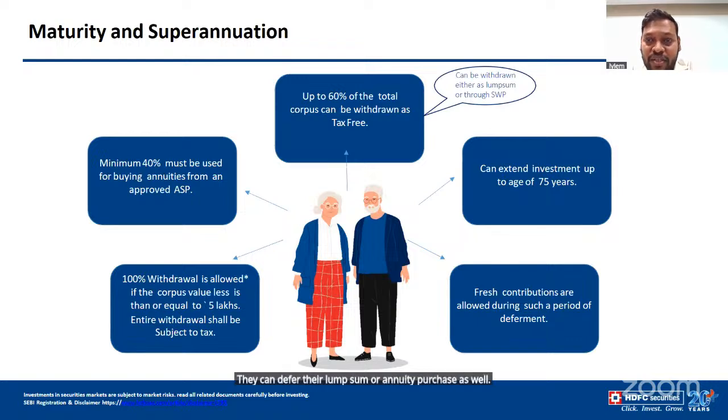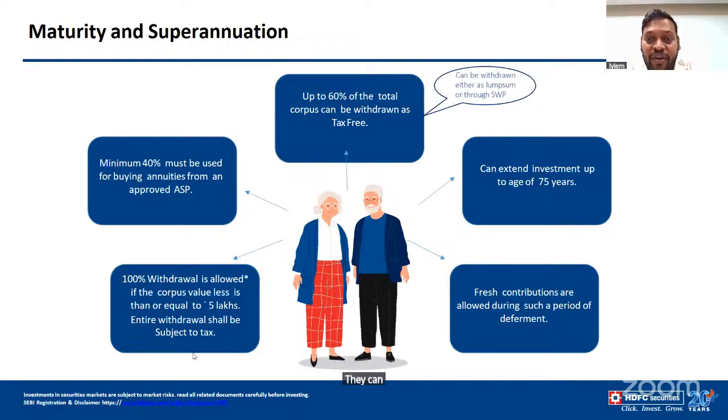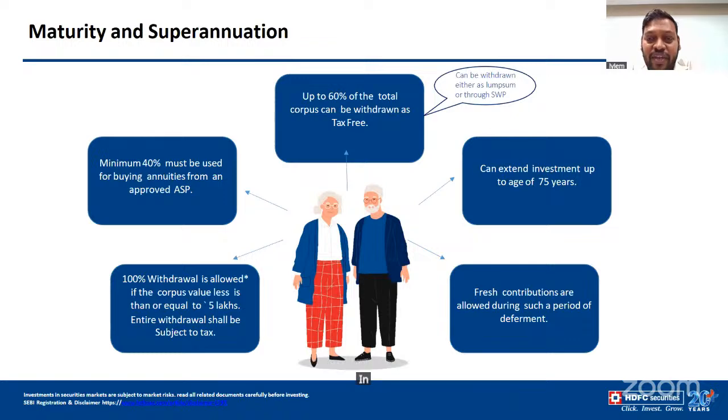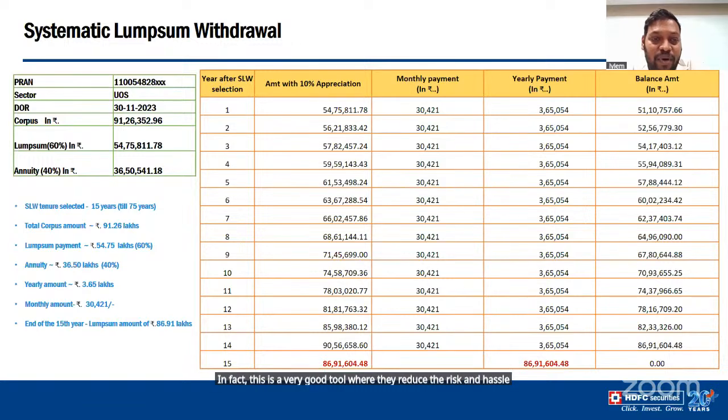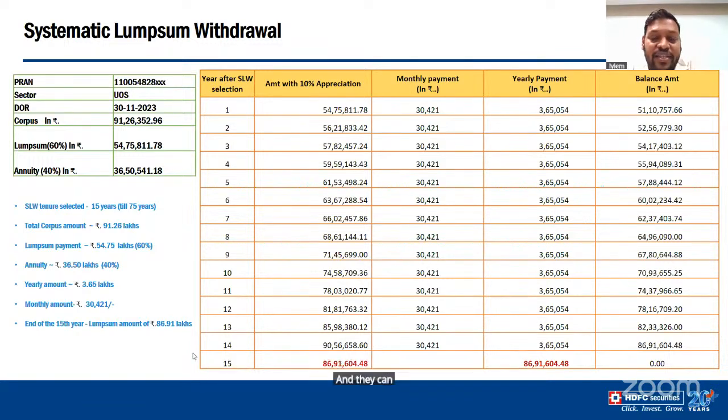And one additional feature that a subscriber can opt for is the SLW option, which is systematic lump sum withdrawal. They can opt for it at the time of their retirement or exit. And this is applicable only for the lump sum corpus portion of their NPS. In fact, this is a very good tool where they reduce the risk and hassle of reinvesting this amount into other instruments, and they can continue to manage their needs and requirements through periodic withdrawals.